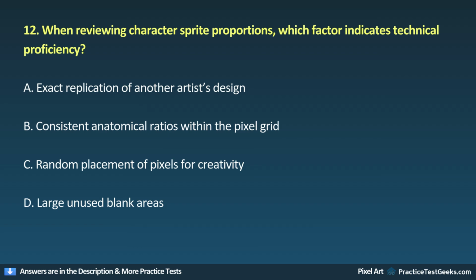12. When reviewing character sprite proportions, which factor indicates technical proficiency? A. Exact replication of another artist's design. B. Consistent anatomical ratios within the pixel grid. C. Random placement of pixels for creativity. D. Large unused blank areas.